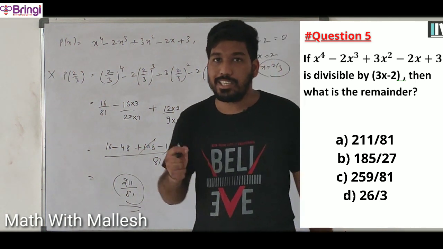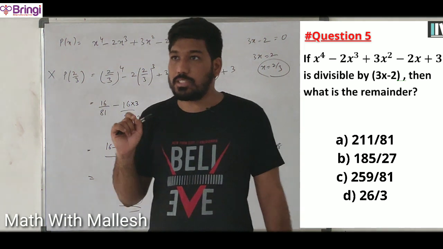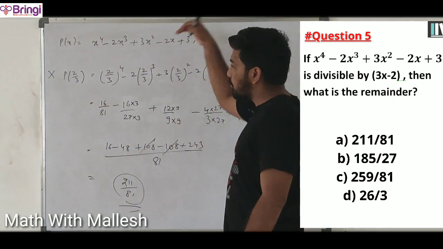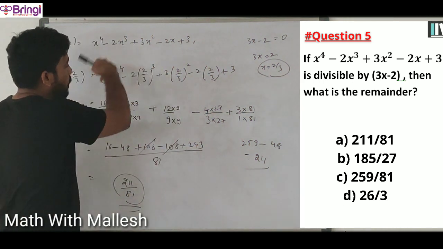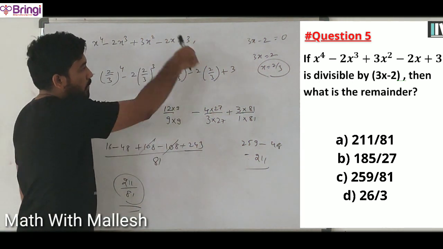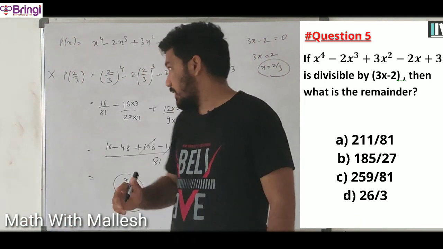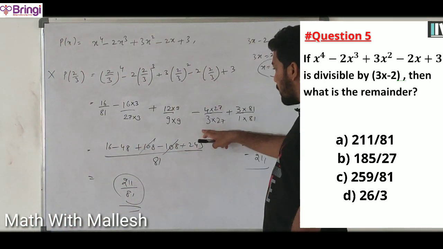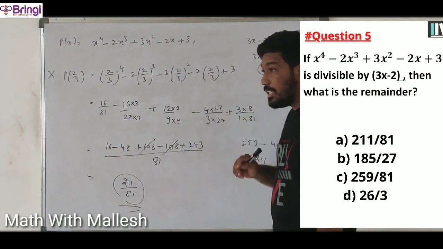How fast a student does the calculations purely depends upon your practice. You need to be very quick with the multiplication of numbers. When you are substituting x equals 2 by 3 in the place of x power 4, x cube, x square, x, and the number, we need to do a very quick calculation, and you need to understand why we are multiplying here with the 3, here with the 9, here with the 27, and here with 81.